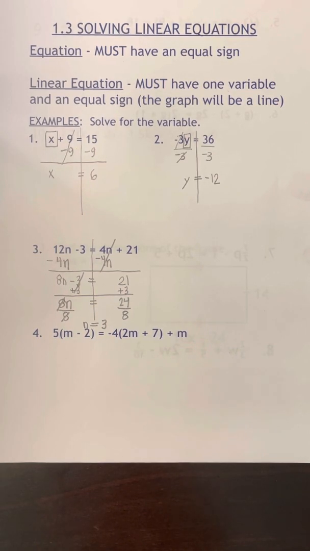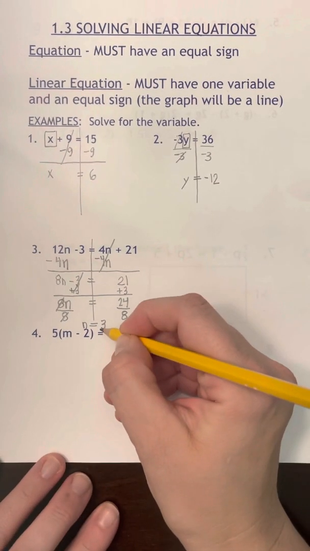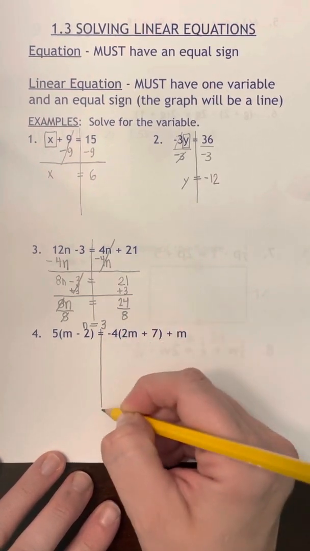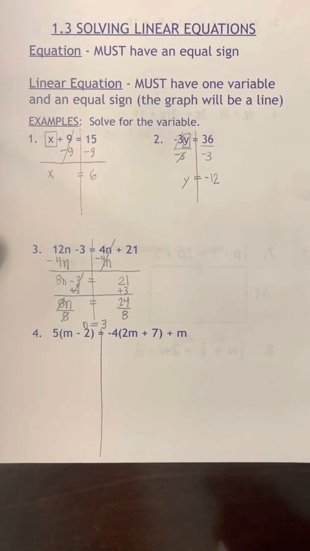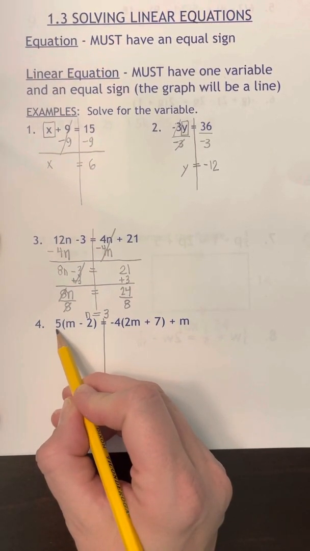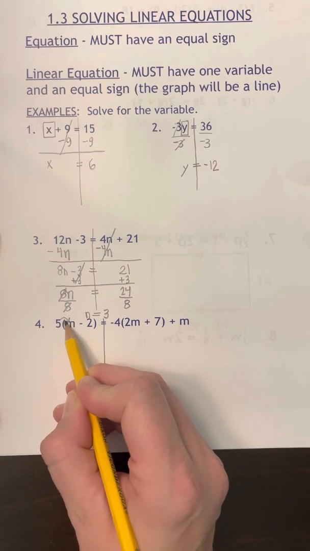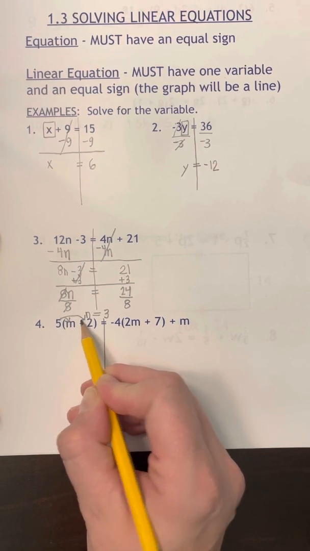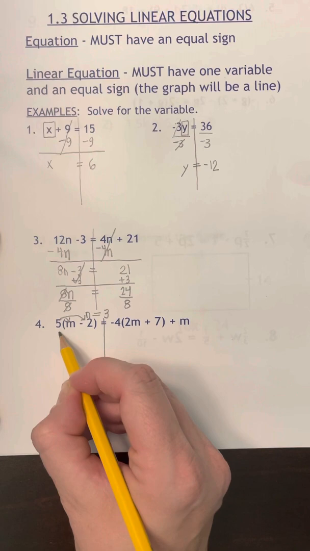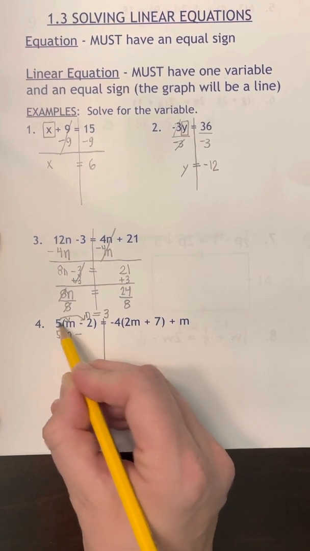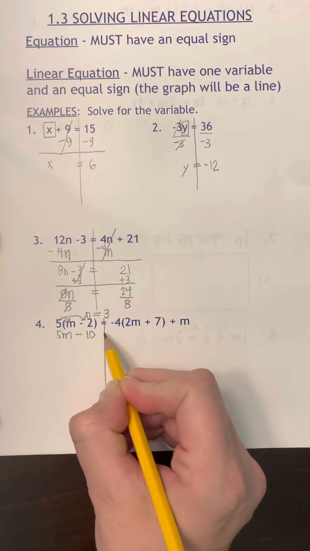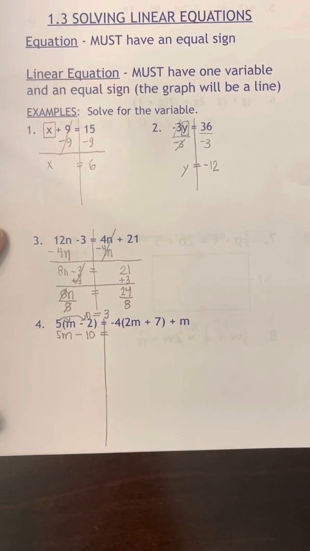So number 4, we've got some grouping symbols. Now grouping symbols just means we'll probably have the distributive property. So if we take a look at the left side of the equation, this 5 is going to be distributed to the m and to the minus 2. So 5 times m is 5m minus 5 times 2 is 10. So I get 5m minus 10.